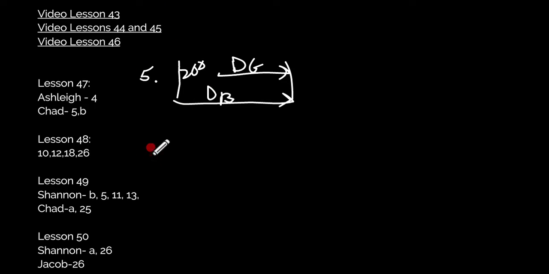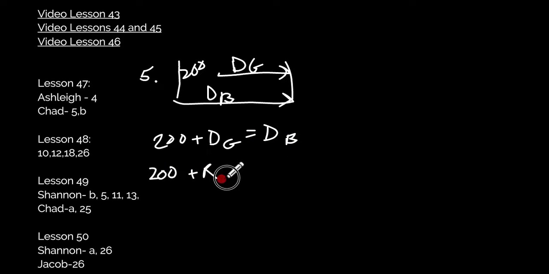Okay, so we write our equation. We're going to get 200 plus the distance of Grant equals the distance of Bruce. Then we're going to split it up: rate Grant times time Grant equals rate Bruce times time Bruce.